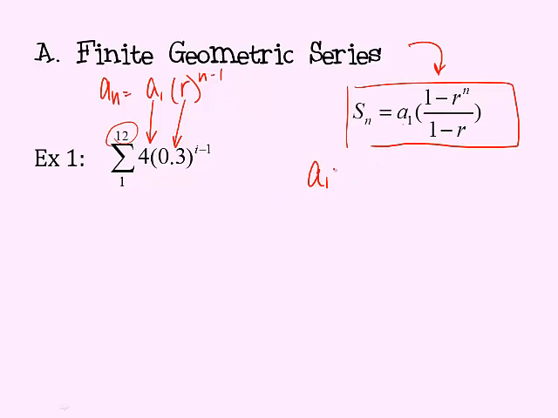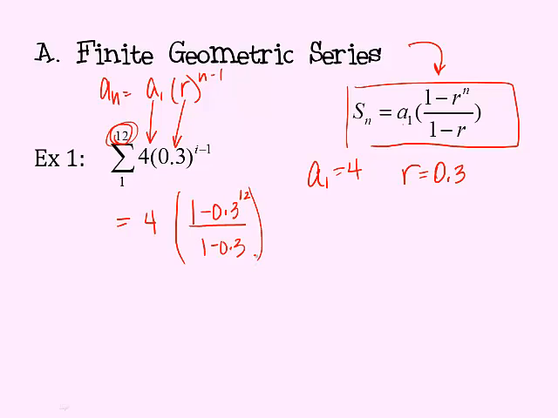In this case, a sub 1 is 4. R in this example is 0.3. So when I put my values in, I'm going to have 4 times 1 minus 0.3 over 1 minus 0.3. That 0.3 in the numerator is to the nth power. What is n? N is up here. It's 12 in this problem.